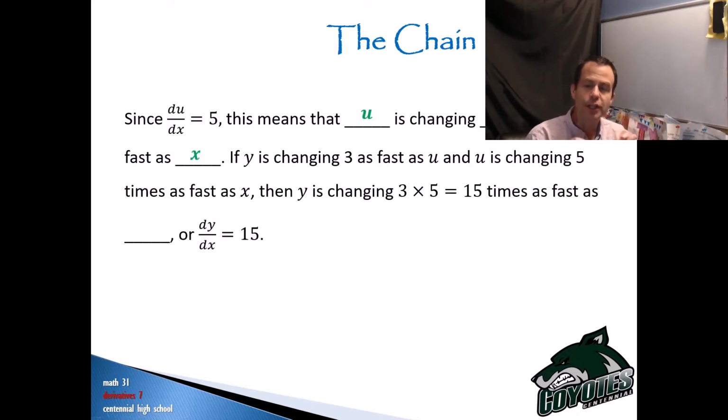If y is changing 3 times as fast as u, and u is changing 5 times as fast as x, then that must mean that y is changing 3 times 5, or 15 times as fast as x. Or dy over dx, the derivative of y with respect to x, would have to be 15. Okay, so it's just trying to show you with a very simplified equation why it ends up, when we do this substitution, that we end up multiplying the two derivatives together.